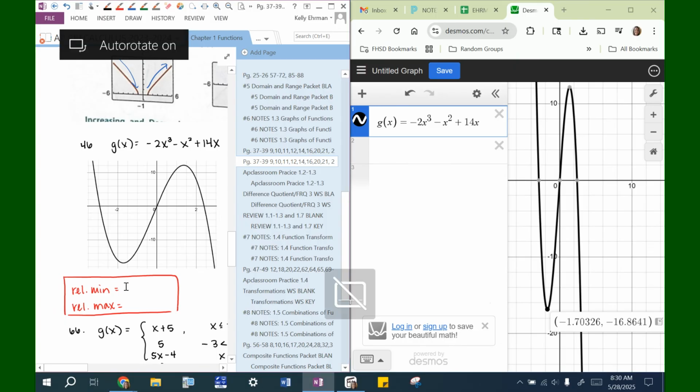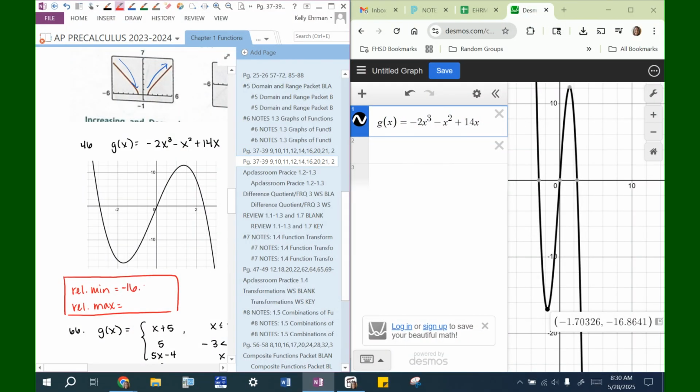We always round to 3 places for our AP exam. If you round to anything differently and it doesn't instruct you to do so, you won't get the point. So get in the habit of rounding to 3 places. Negative 16.864. And then what is the max?